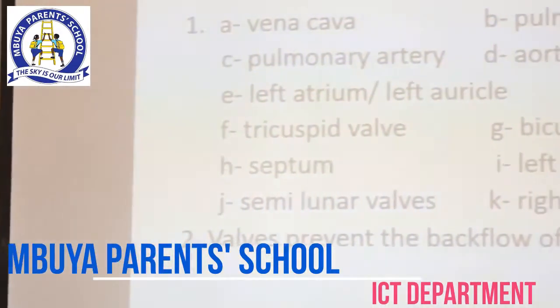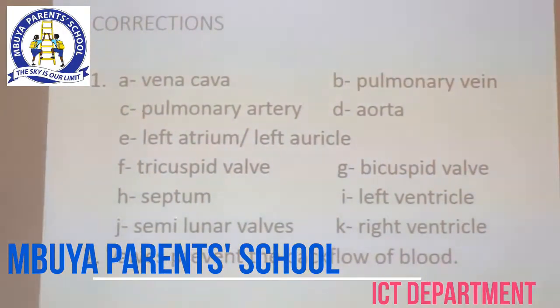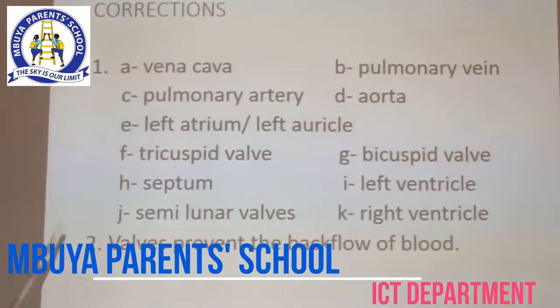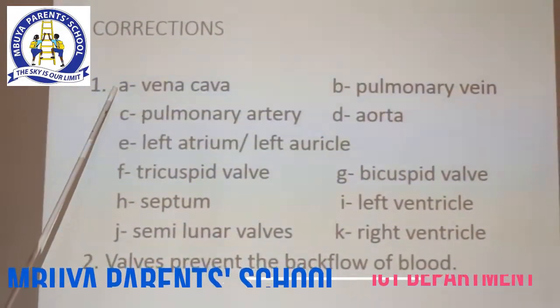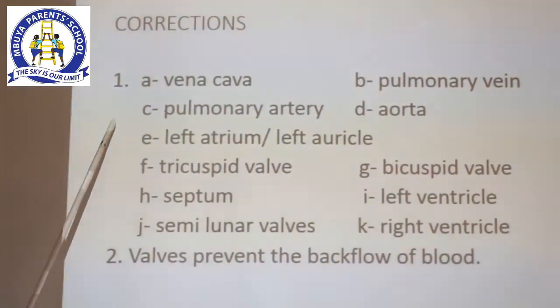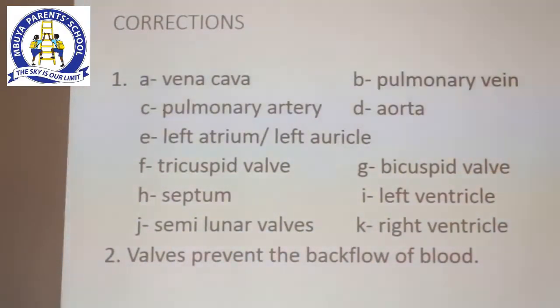Our activity had two questions, and the first question was to name the parts on the mammalian heart. The parts were labeled from part A to K, and the corrections are already here. This is part A up to part K. Then our second question wanted us to state the role of the valves, and the use of the valves: they prevent the backflow of blood.